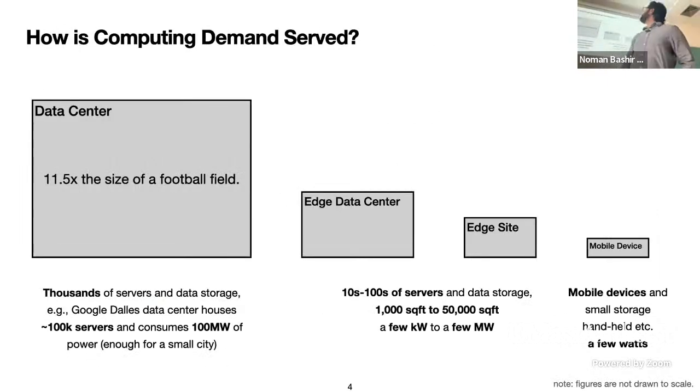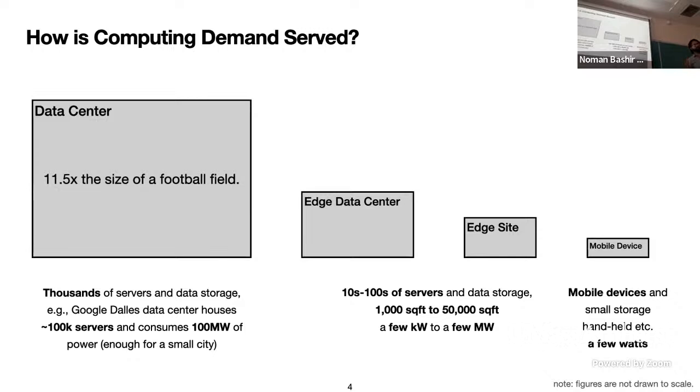Okay, the next question is: we have all this demand for computing, it's enabling applications. How is this demand being served? There are different scales at which we are serving the demand today. It could be large scale, hyperscale, basically data centers, which have thousands of servers and data storage in them. For example, the Google Dallas data center houses more than 100,000 servers, and it consumes 100 megawatts of power, which is enough to power a small city. These are probably outdated numbers, because more and bigger data centers have been built that may consume even more than that.